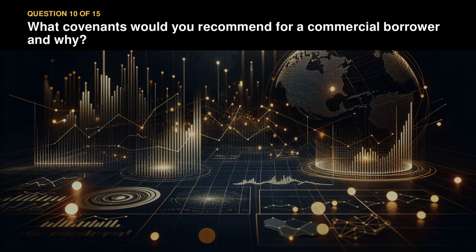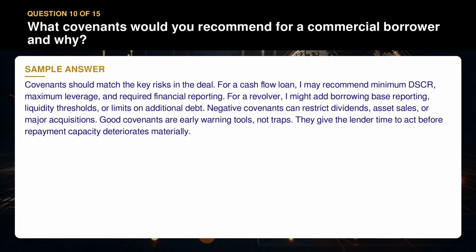Question 10. What covenants would you recommend for a commercial borrower, and why? Covenants should match the key risks in the deal. For a cash flow loan, I may recommend minimum DSCR, maximum leverage, and required financial reporting. For a revolver, I might add borrowing base reporting, liquidity thresholds, or limits on additional debt. Negative covenants can restrict dividends, asset sales, or major acquisitions.